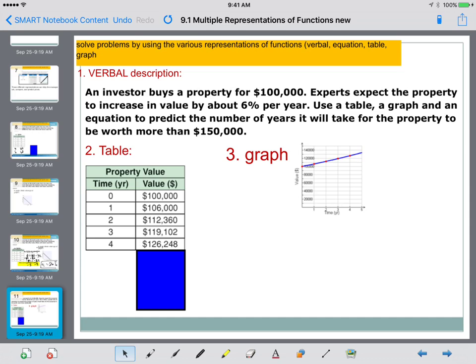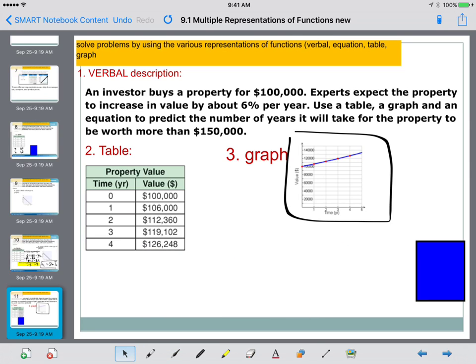Now, graph is easy. Just take these table values and plot them on the graph. As you can see, it is starting to grow a little bit more. It's not necessarily linear because it's not going up by the same value every time. But you are gaining value. So we're wondering, when will it be worth more than $150,000? Well, let's continue to fill out this table.